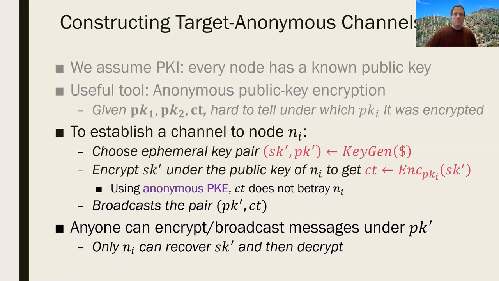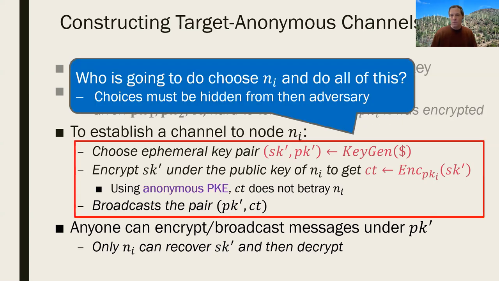And then I'm going to broadcast the pair, the ephemeral public key PK prime and the ciphertext that encrypts the corresponding secret key. And now that this pair was broadcast, anybody can encrypt and broadcast messages under PK prime. And N_i, who can decrypt the corresponding ciphertext, is the only one who will have access to the corresponding ephemeral secret key, and then it can decrypt the message. So this is how you establish a channel leading to node N_i, but there's still a missing piece here. I mean, somebody needs to do that. Who's gonna choose N_i and do all of this work? Note that the choices that we make here should be hidden from the adversary. So how do we do that?